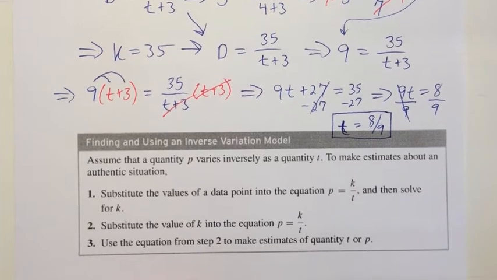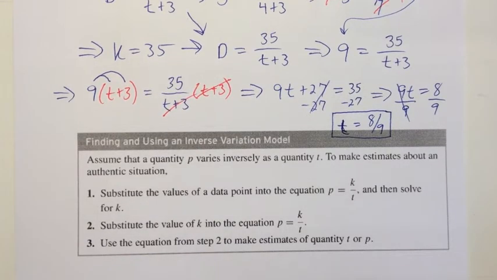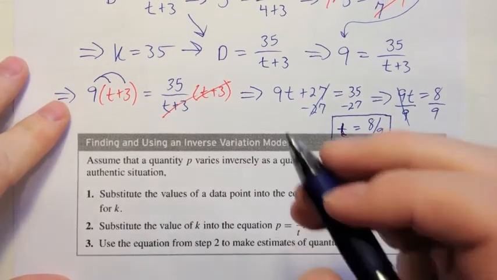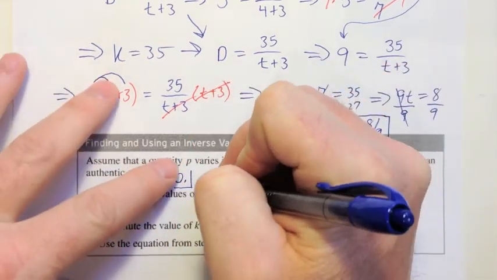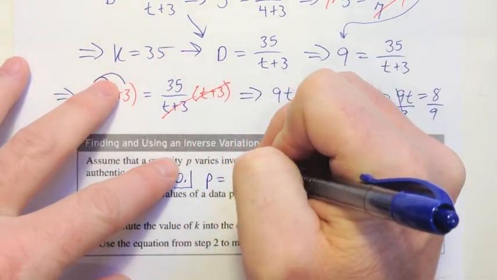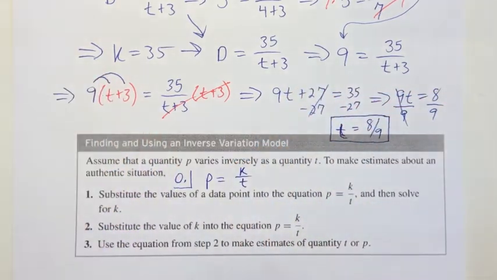Alright, so we just did a couple models, and here's the generic template for the directions on that. Assume that p varies inversely as the quantity t, just like I added that step 0 before, I'll do that here too. That would mean that p is equal to k over t. And then you would substitute the values of a data point, which would be values of p and t that they give you, into the equation and solve for k. Then you put that value of k back into your original equation, and then you can use that to make estimates for t or p depending on which they give you and which they're asking for.